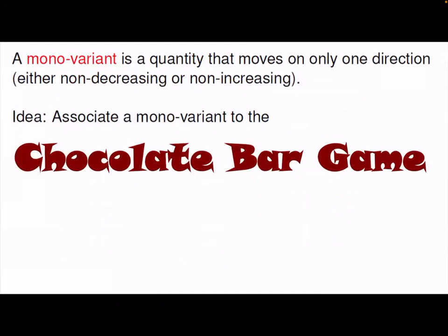This is a concept that's not really discussed that often. How many people have heard of an invariant, a quantity that does not change? You might hear this in physics. We talk about energy being conserved or matter being conserved in certain reactions. You might do this in some chemistry classes. A monovariant is something that changes, but changes in only one direction.